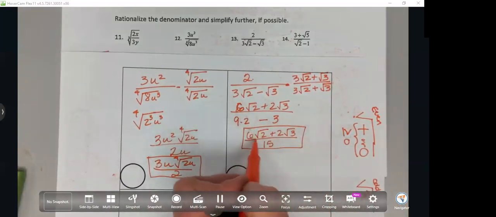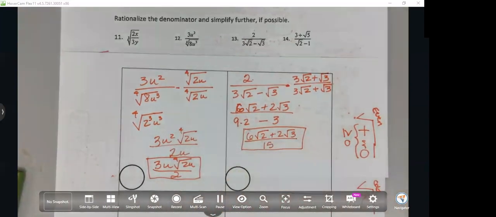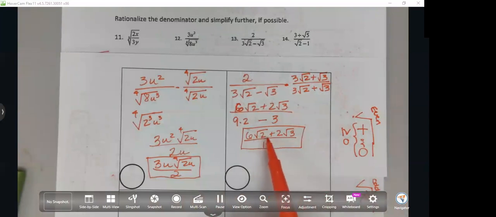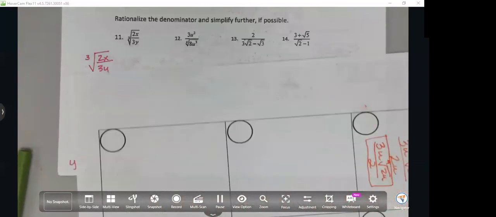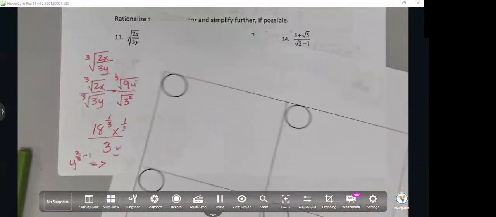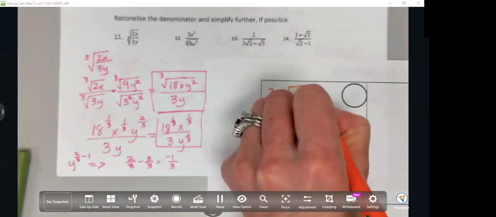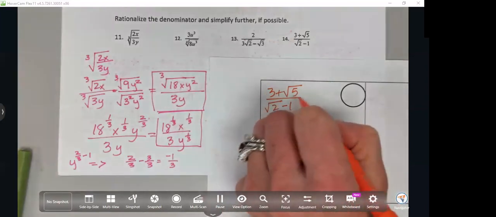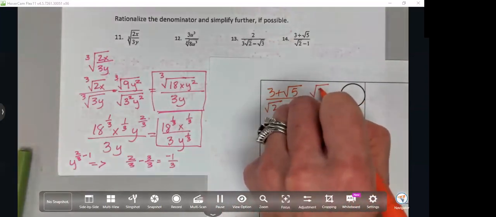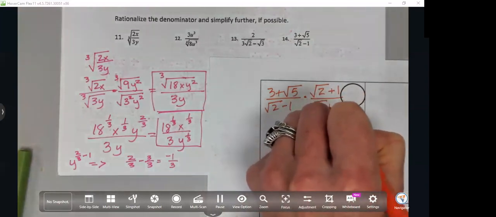Now, I could reduce that, but I can't reduce this one, so I have to leave it just like that. Even if I were to factor out a 2, 2 does not evenly divide into 15. All right. And last is this one. 3 plus square root of 5 over square root of 2 minus 1. I need to do the conjugate. So that's going to be square root of 2 plus 1, square root of 2 plus 1.